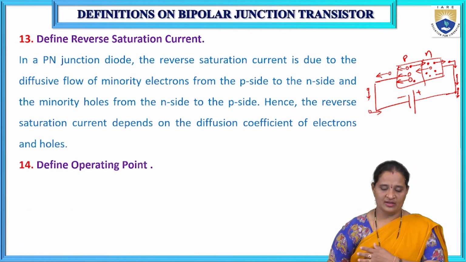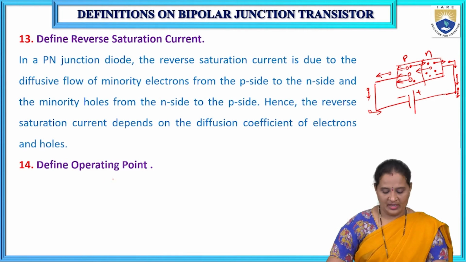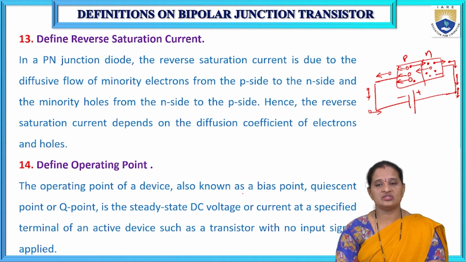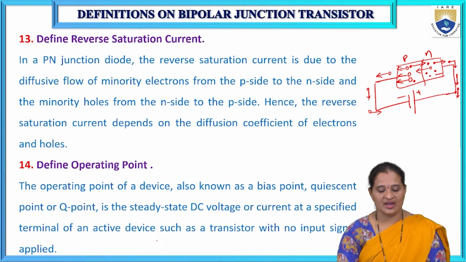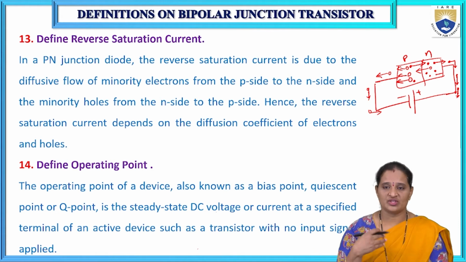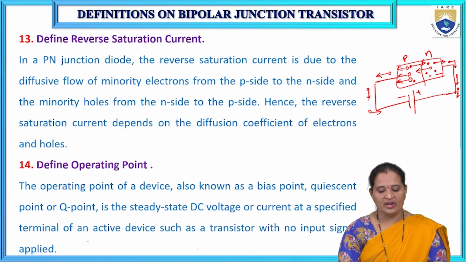And operating point. Define operating point. So the operating point of a device is also known as a bias point, quiescent point or Q point. It is a steady state DC voltage or current at a specified terminal of an active device such as a transistor with no input signal applied. So that means operating point is nothing but the DC voltage or current. Whenever you are considering the DC, all the AC signals are ignored. So that means without any application of input signal, the operating current or the operating voltage across a device is known as operating point.